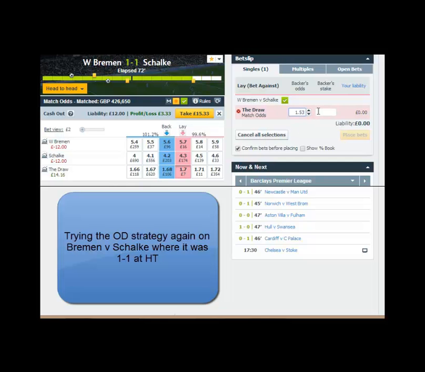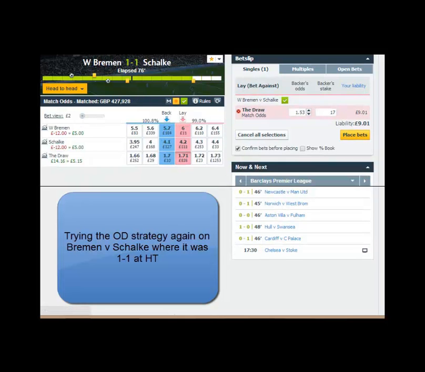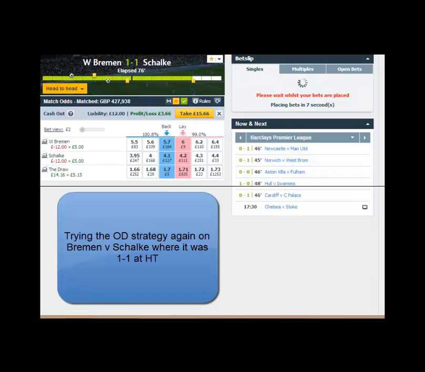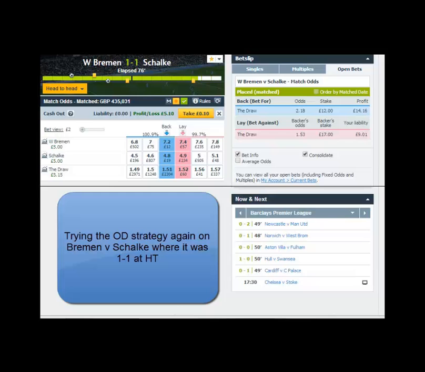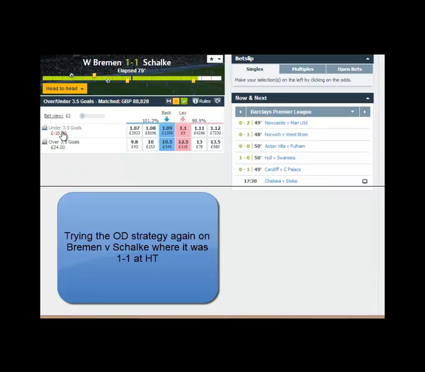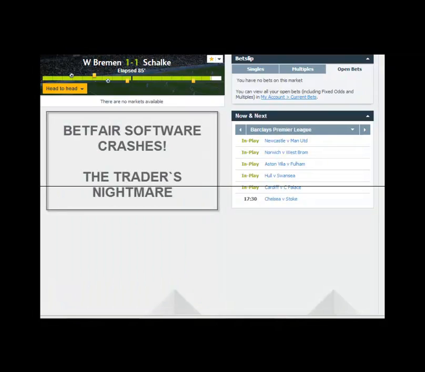I was watching this game, and over 3.5 goals looked doubtful. So I wasn't really wanting to come out of this with a £22 loss. So I decided to exit the match odds market by laying the draw at 1.53. And this would give me around about a £5.50 hedge green on the match odds market. There are £5, and I've got £10 liability on the under 3.5. So I'm looking to accept a £5 loss there with 10 minutes to go.